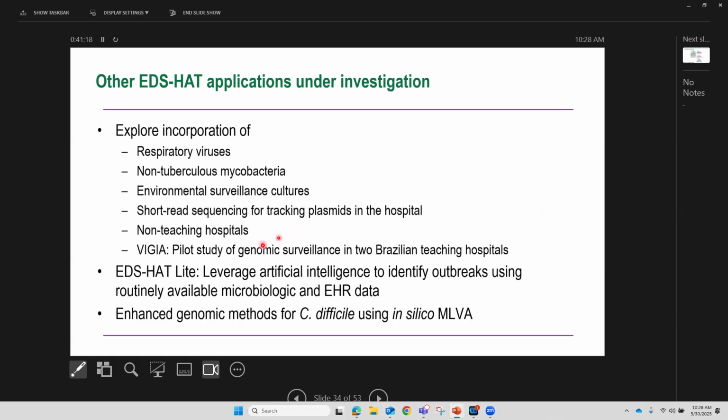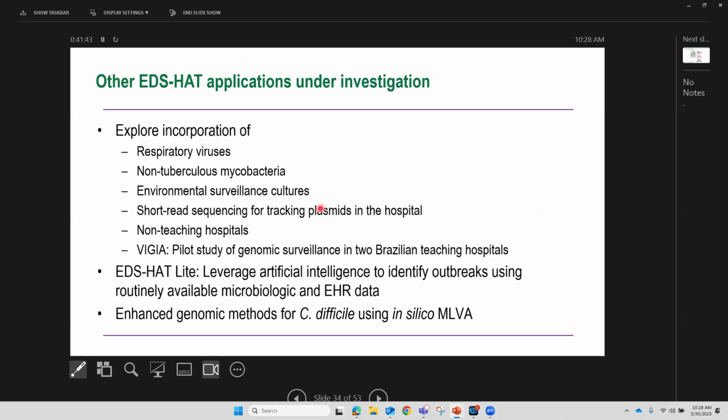Vigia was a project we started in Brazil to look at LMICs in terms of what we find using genomic surveillance. This got put on hold by recent developments in Washington, but we are still hoping to pursue this project. I think it would be quite an eye-opener for LMICs.